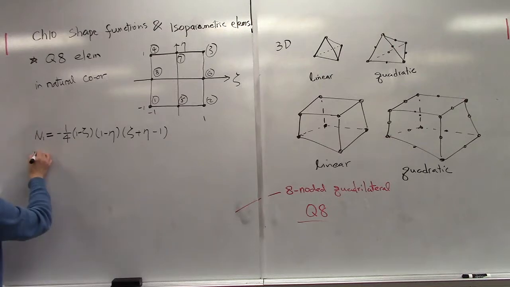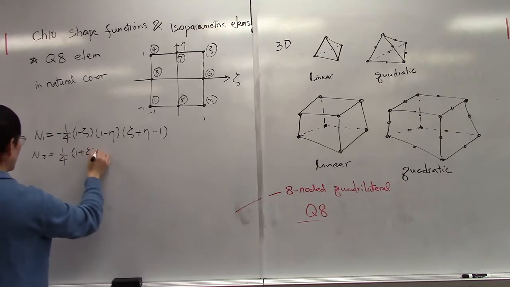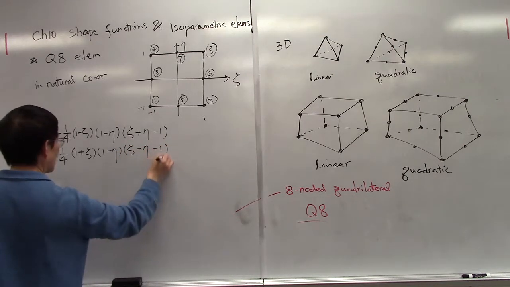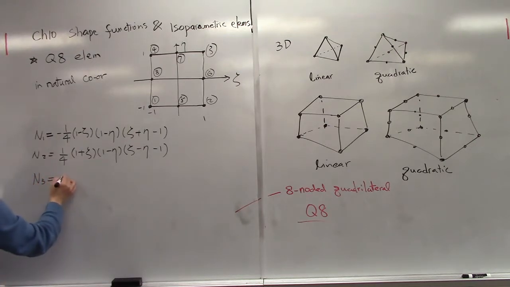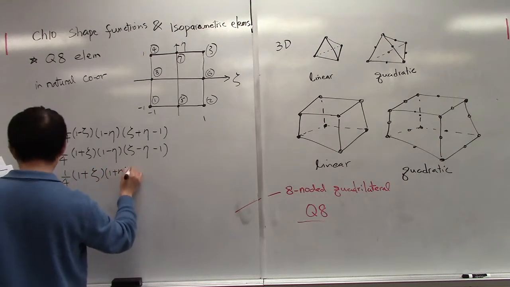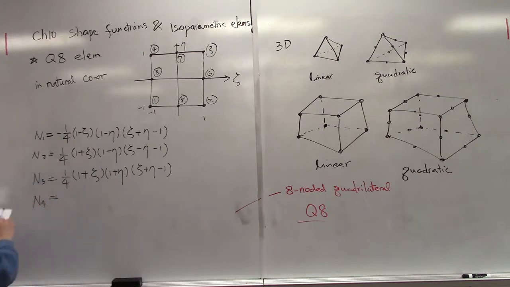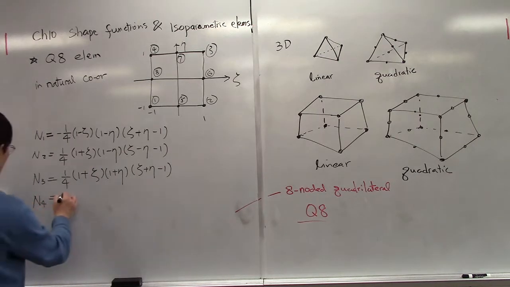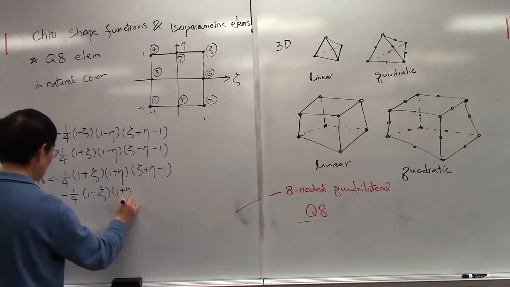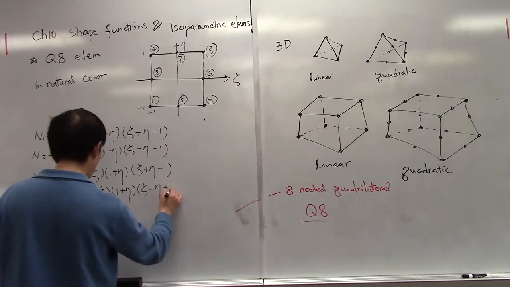Okay, and N2 is equal to 1/4, 1 plus zeta, 1 minus eta, zeta minus eta minus 1, and then N3 equals 1/4, 1 plus zeta, 1 plus eta, zeta plus eta minus 1. And then N4 is equal to negative a quarter, 1 minus zeta, 1 plus eta, zeta minus eta plus 1.